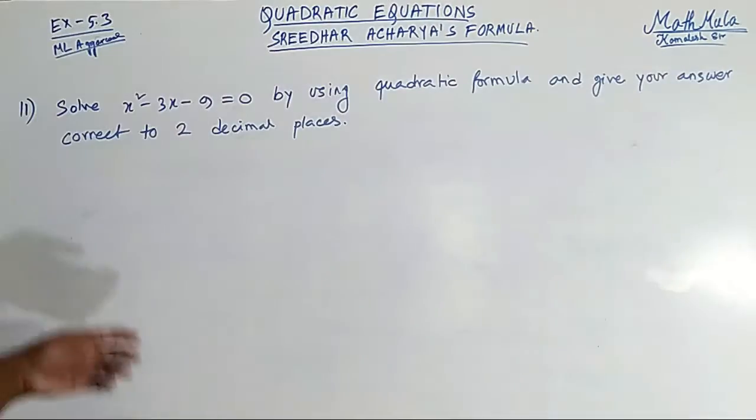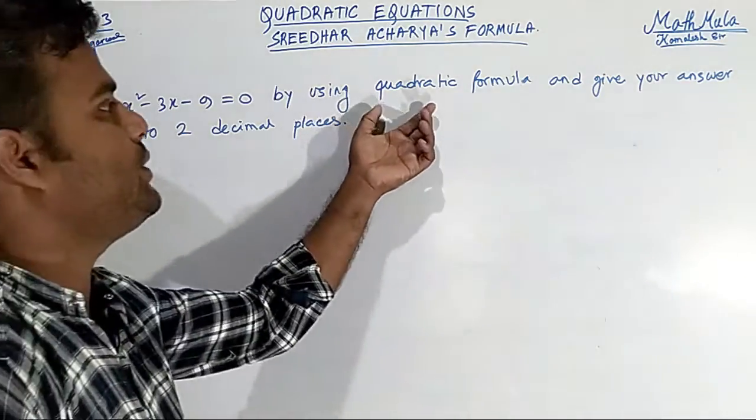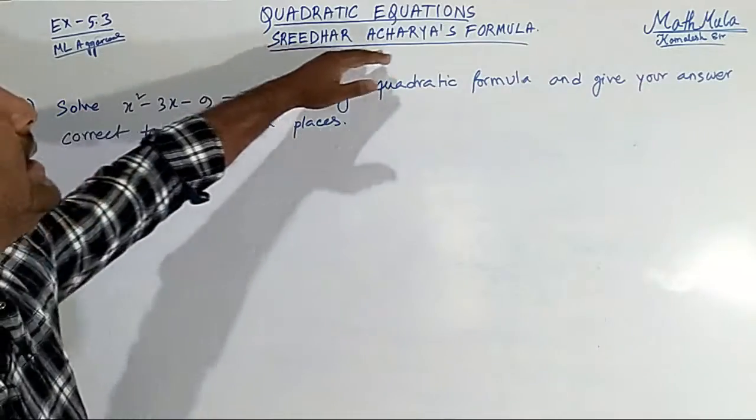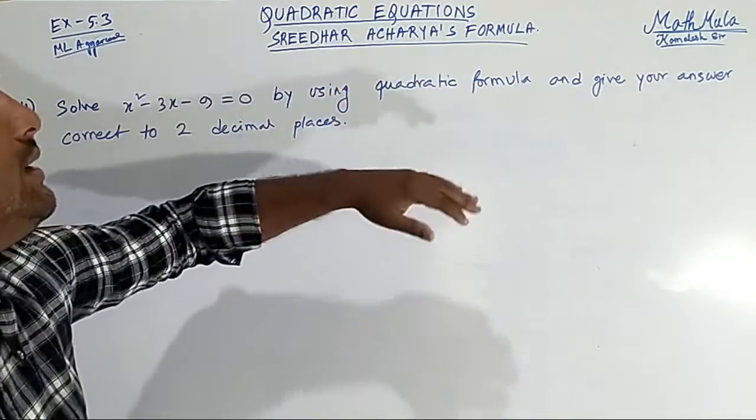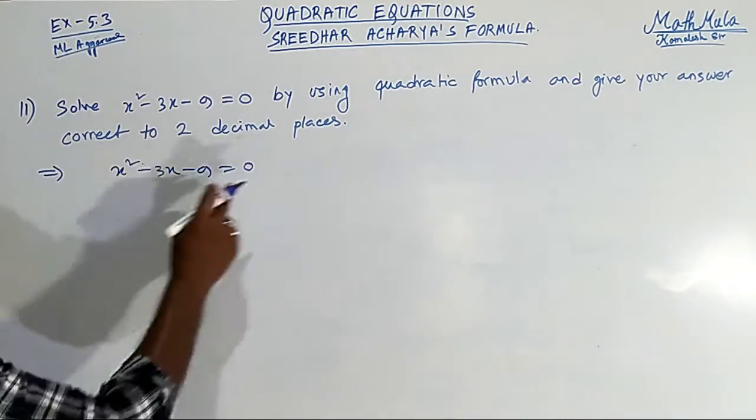Now we solve sum number 11. Solve x square minus 3x minus 9 equals to 0 by using quadratic formula and give your answer correct up to 2 decimal places. Using quadratic formula, that means Sridharacharya formula. Sridharacharya formula is called quadratic formula. And we have to find the roots in decimal numbers. Let's solve. This is the given equation.